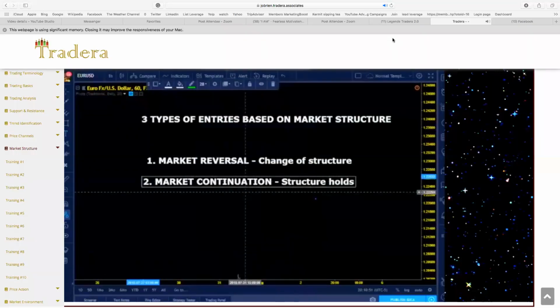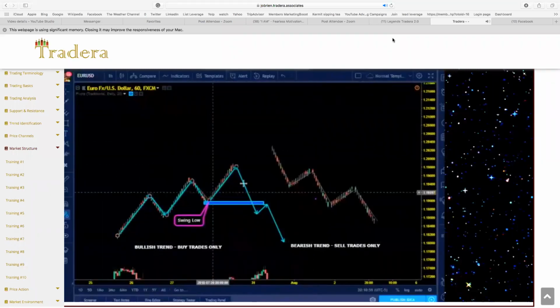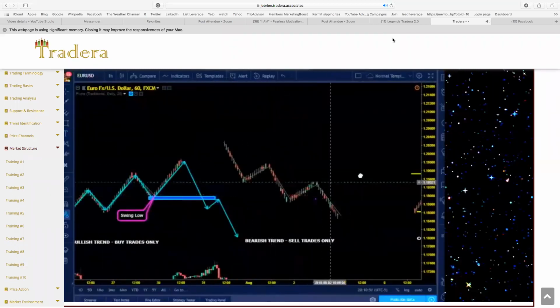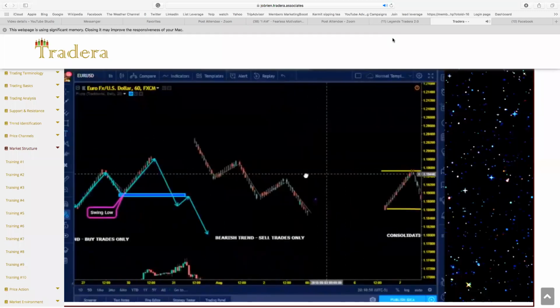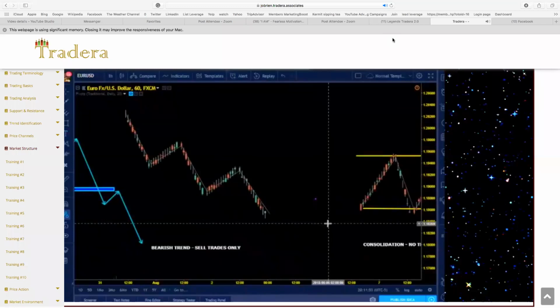So what is this kind of trade going to look like? Here's what a reversal looks like. Let's come over here to our bearish trend and talk about what a continuation is going to look like. In a bearish trend, what is the most important level you need to have marked? Who can tell me?